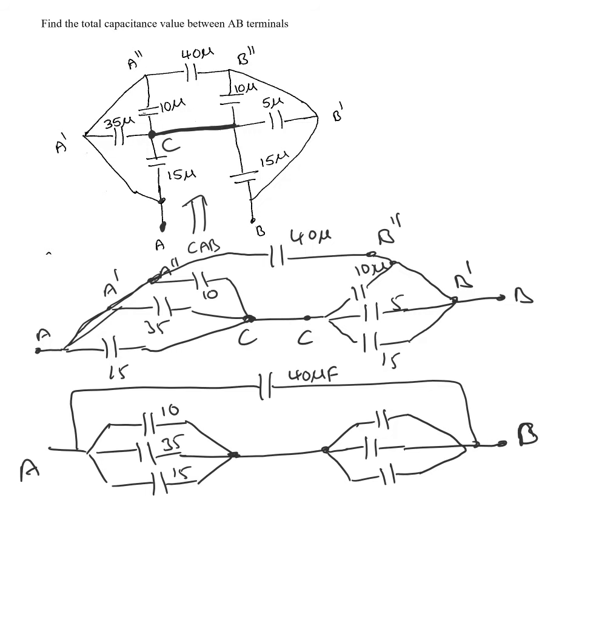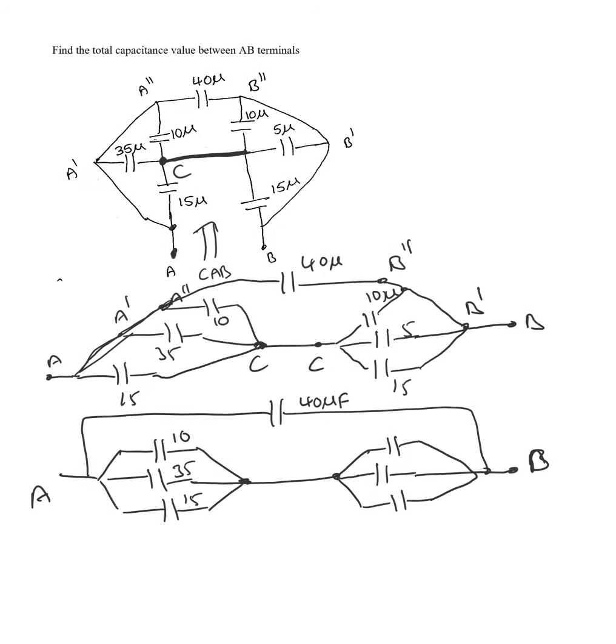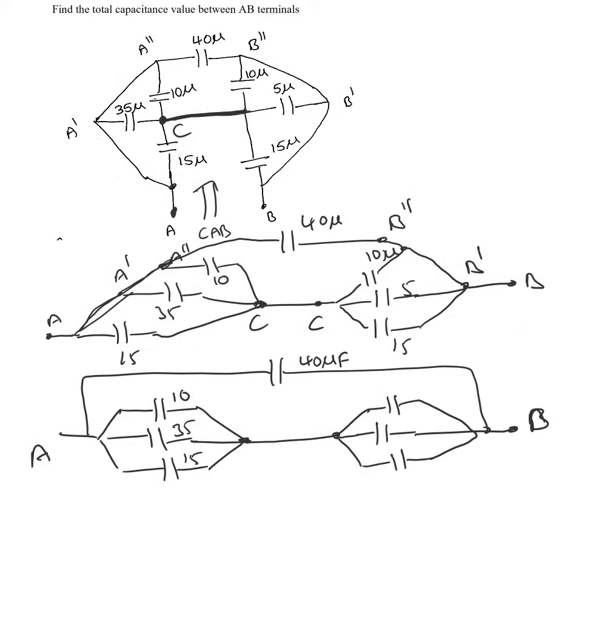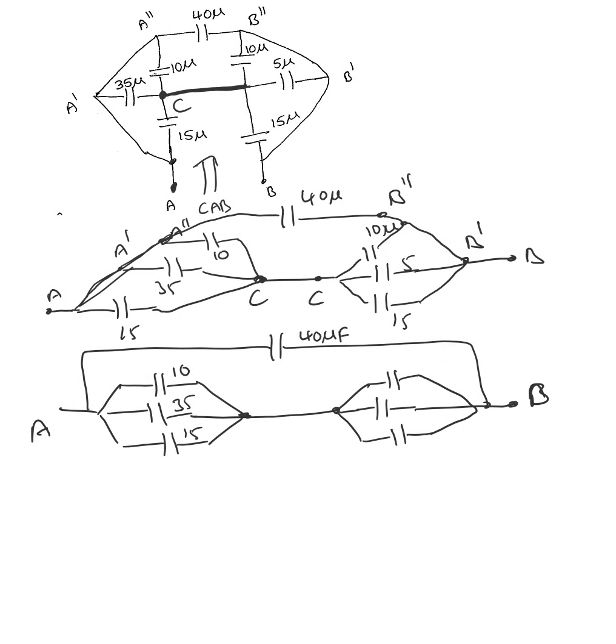Now if you look at the circuit, I can clearly see these three are in parallel. So if you remember, capacitors in parallel, let me label them C1, C2, C3. So C1 parallel with C2, parallel with C3. It's just direct addition. If capacitors are in parallel, it's a direct addition. So I'll end up with 60 microfarad. Here, these three are also in parallel.